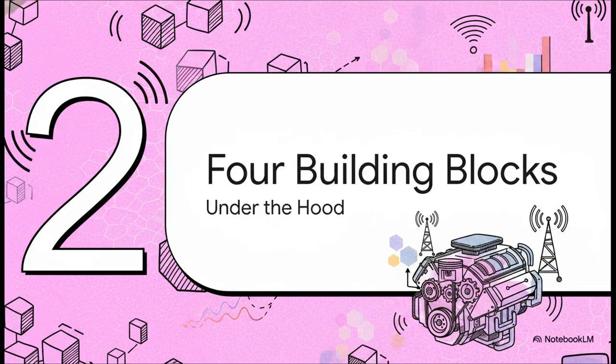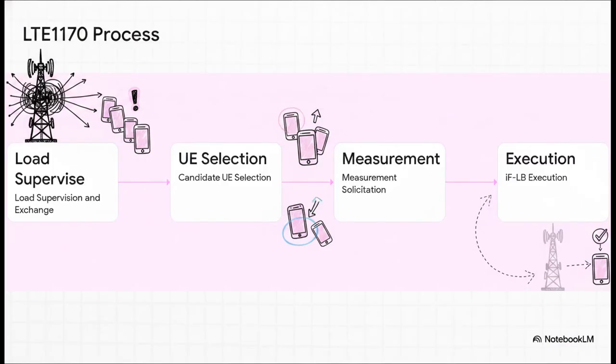Moving on to Section 2, the 4 building blocks, or how this thing actually functions under the hood. Okay, so LTE 1170 relies on 4 very specific sequential pillars to get the job done. Step 1 is load supervision and exchange. Basically, the towers actually have to realize they're congested first, right? Step 2 is candidate UE selection. The system has to pick the exact right users to move.